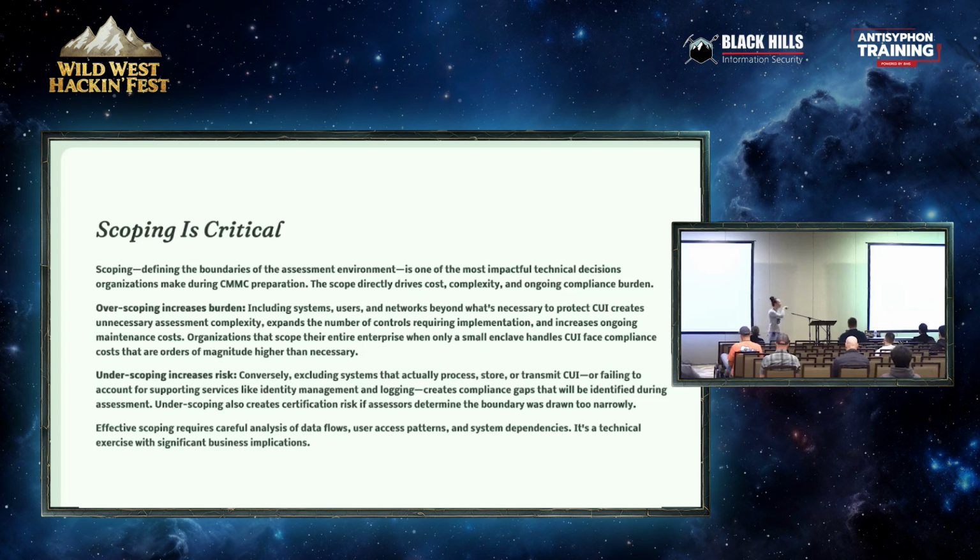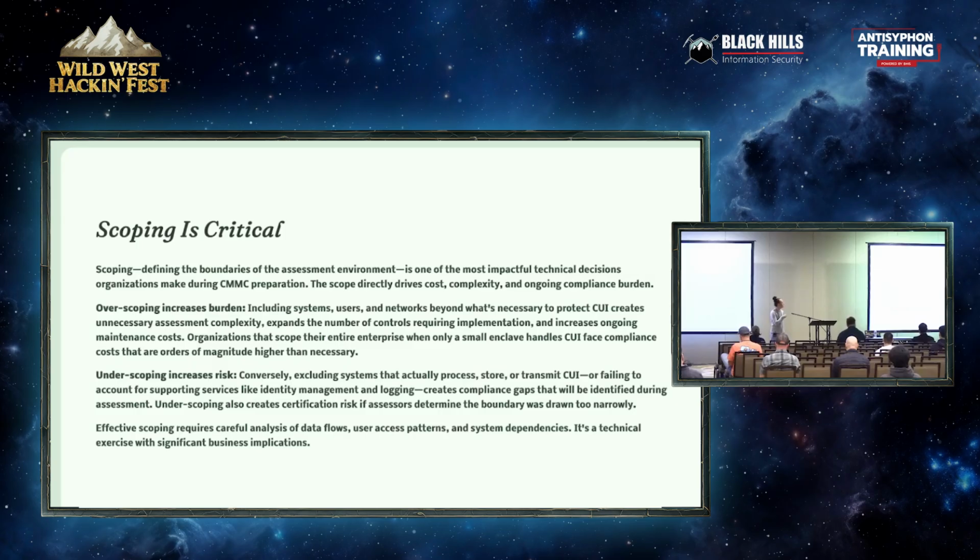However, on the other hand, underscoping increases the risk. This is actually pretty common as well, and we'll go over some examples in a second of things that are often forgotten. Identity management and logging have to be in the scope, even if they're shared assets with something else. You also run the risk, and absolutely they will get you on this, that if the assessors feel like you drew your boundary too narrowly, if you forgot some of those critical systems like authentication and identity management, they can absolutely make you increase your scope or fail your assessment.